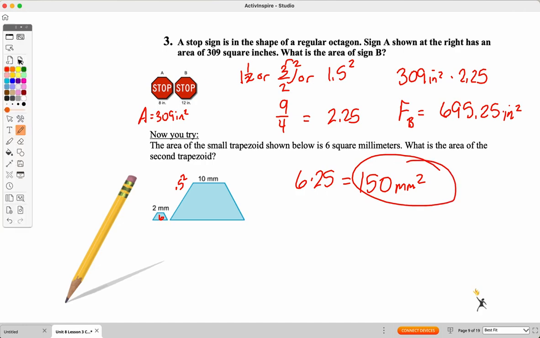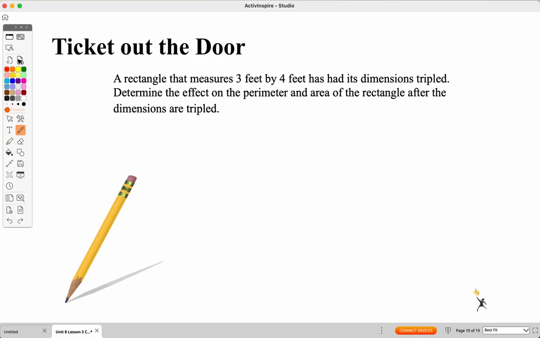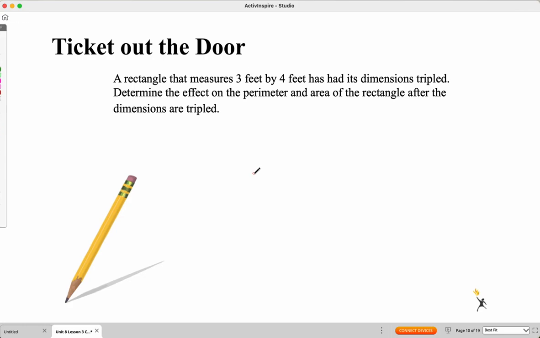Okay? All right, today you guys are going to try the ticket out the door. Determine the measure of a rectangle that is 3 by 4 feet. If the dimensions are tripled, what effect does that have on both the perimeter and the area after they're tripled? Do not find me the perimeter or the area. Just tell me the effect. Pause the video and you can check your work at the end. So the perimeter's effect would be tripled, so times 3, and the area's effect would be multiplied 9 times larger.